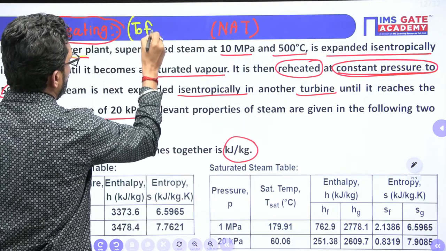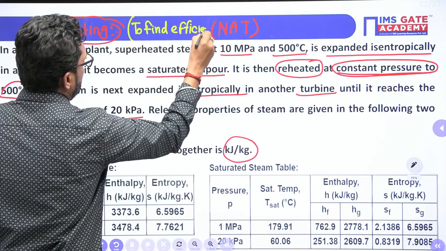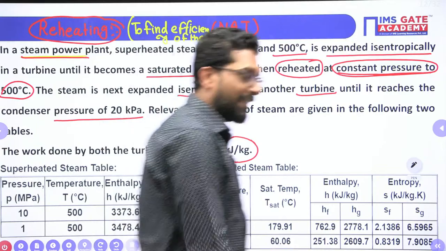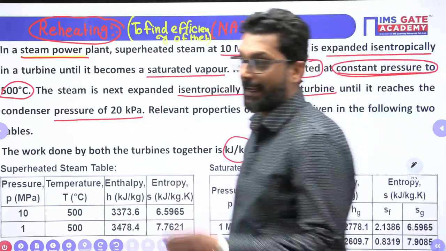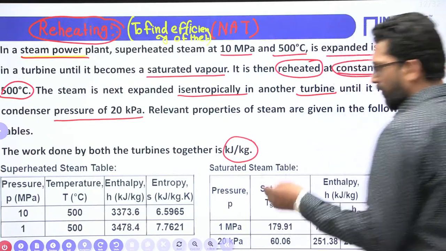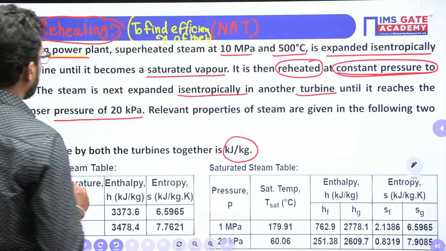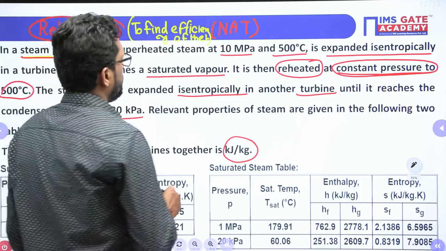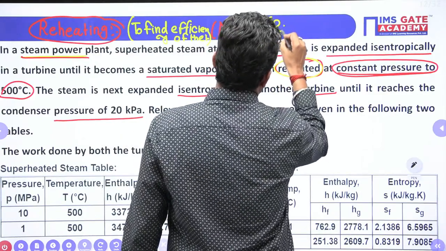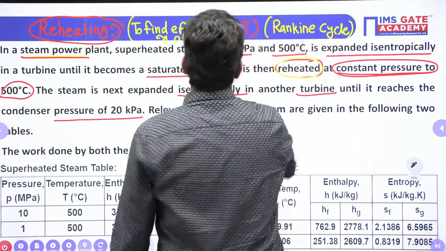To find efficiency of the turbine. So the only additional work if you find the efficiency of the turbine is heat supply. And to find the heat supply, there is additional table of specific volume. Okay. So this is the question related to the reheat. Very important. And it is your steam turbine, Rankine cycle.